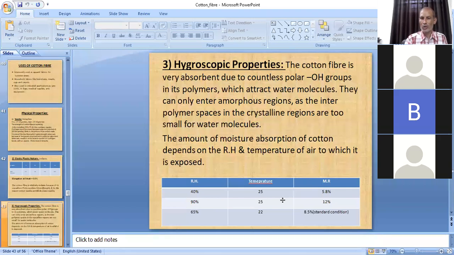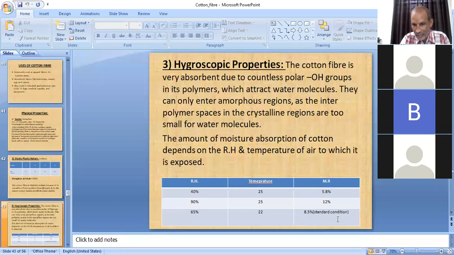The amount of moisture absorption of cotton depends on the relative humidity and temperature of the air to which it is exposed. These are two important parameters, and that's why we maintain relative humidity in industries. A specific temperature and standard relative humidity should be maintained in the industry. Here you can see at 40% relative humidity and 25 degrees centigrade, the moisture regain is only 5.8%. If you increase the relative humidity to 90% at the same temperature of 25 degrees, the moisture regain increases up to 12%.